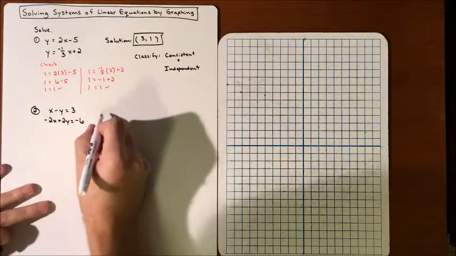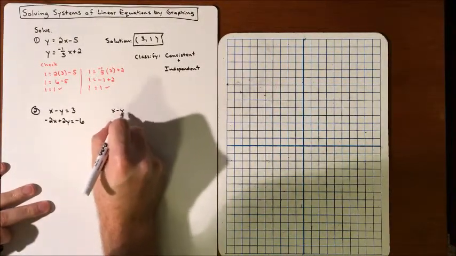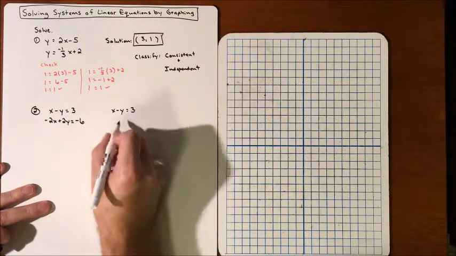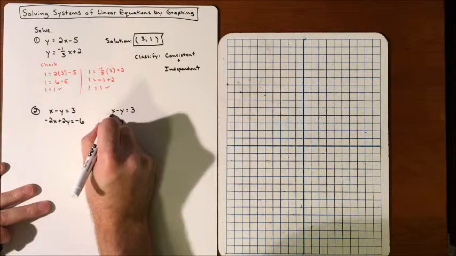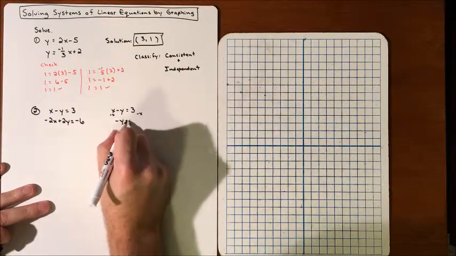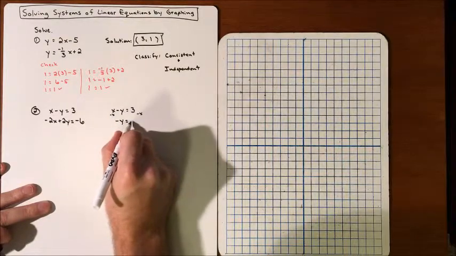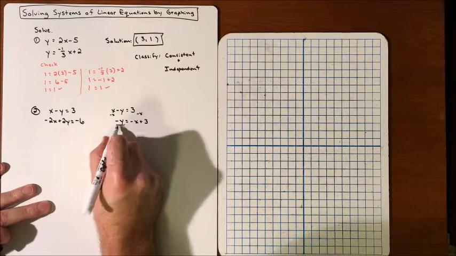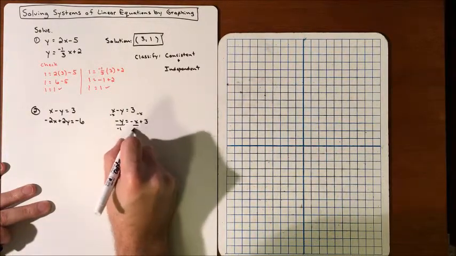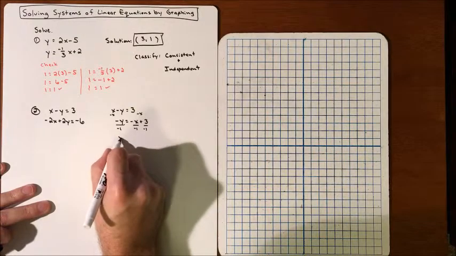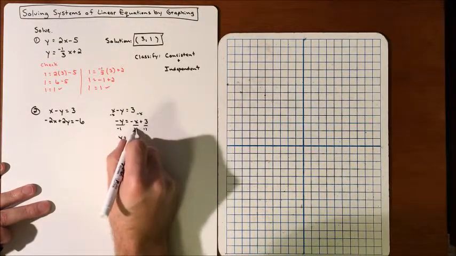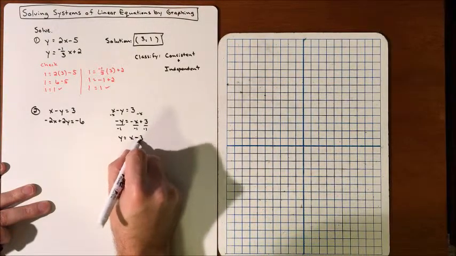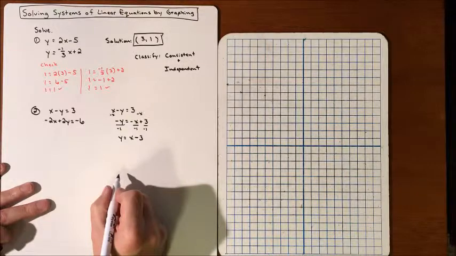So first equation, x minus y equals 3. We want to put it in the slope-intercept form, bump the x over. To do that, we will subtract x on both sides, and that will leave us with a negative y equals negative x plus 3. To get rid of the negative attached to the y, we're going to divide every term by negative 1. So y equals, negative divided by a negative is a positive. Positive divided by a negative is a negative. So our first equation is y equals x minus 3.